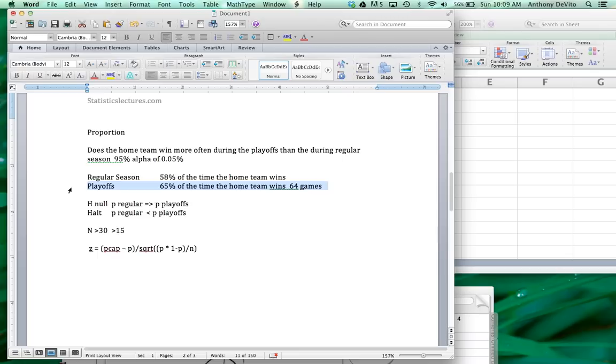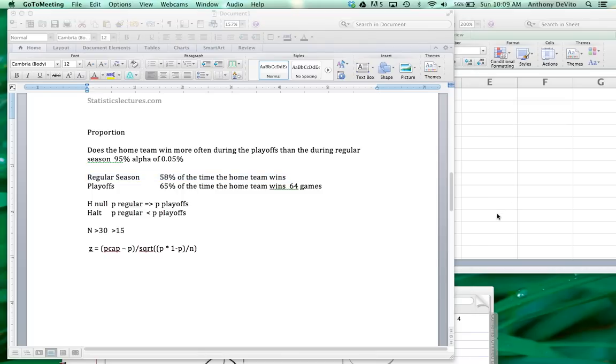But for right now, when we're doing a single-sided sample, typically you would use the null hypothesis. In other words, the regular season, the number you're comparing it to, the population that you're trying to prove that it's different than. Okay, so that's going to be 58%.